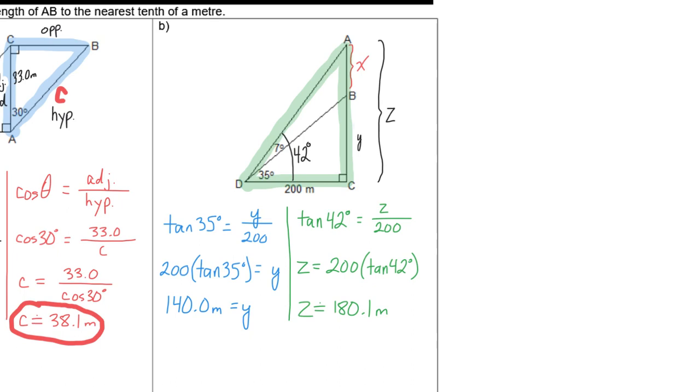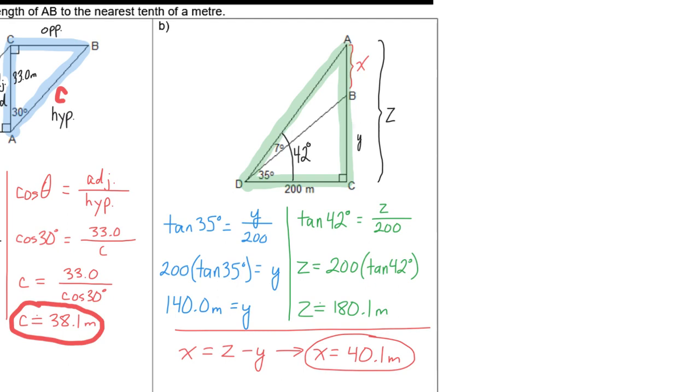Now we're not quite done the question yet because remember, we're supposed to find the length from A to B, which I've labeled as X. So we need to take the length of Z, that entire length, and subtract the length of Y, and then we will get X left over. So we will do 180.1 minus 140, and that gets us a distance of 40.1 meters as our final answer.